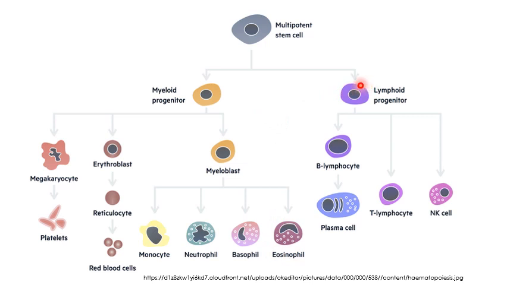Your lymphoid progenitor is what will form your lymphocytes. These include your B lymphocytes, your T lymphocytes, and your natural killer cells.